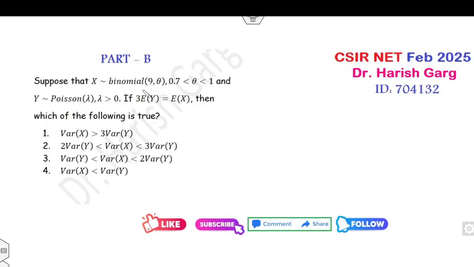Okay, x follows the binomial distribution, y follows the Poisson distribution, and it is given that 3 times the expected value of y is the expected value of x. So we all know y follows the Poisson distribution. The mean of the Poisson distribution is lambda. X follows the binomial distribution, so the mean will be n into p. That means lambda is my 3 into theta.